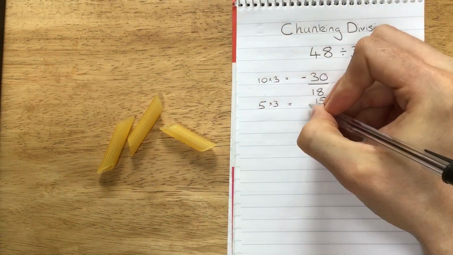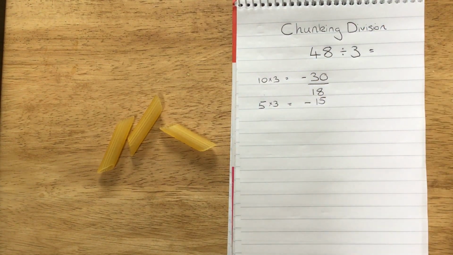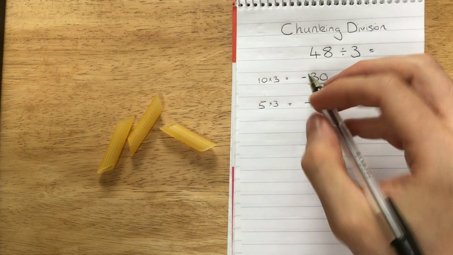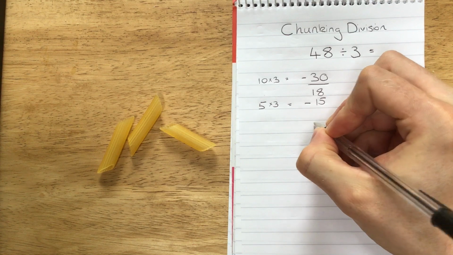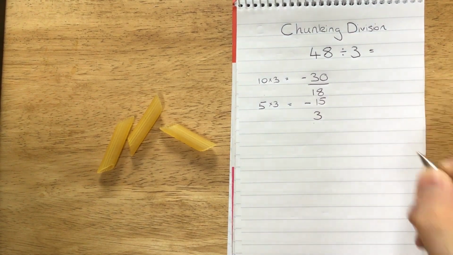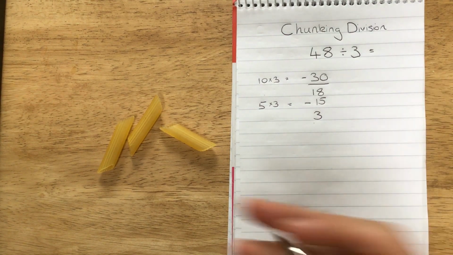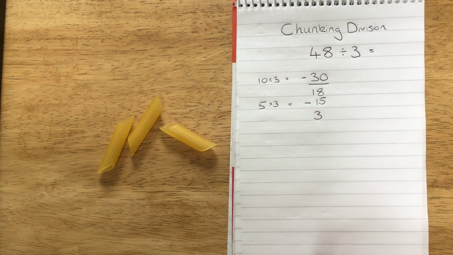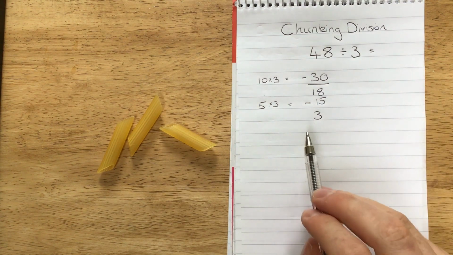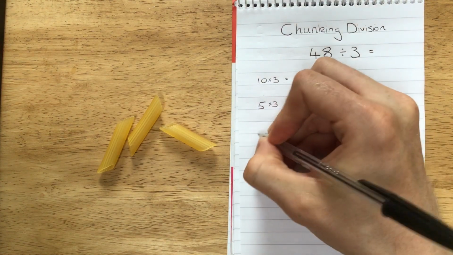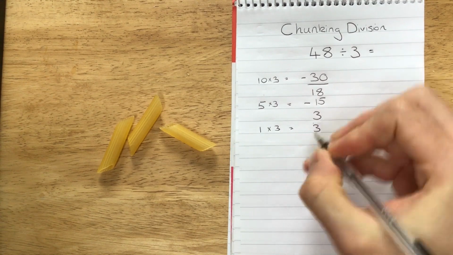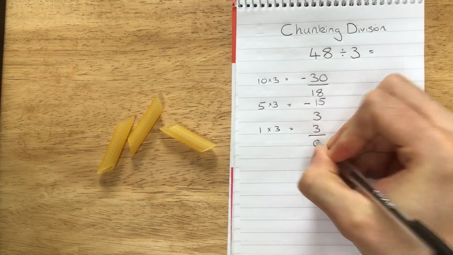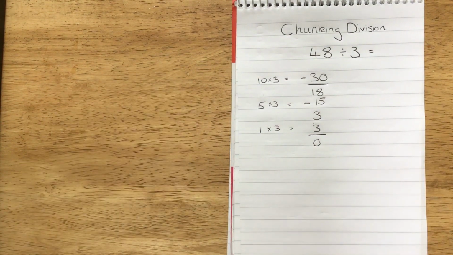Once again, I'm going to take these numbers away and find out how much I've got left. So 18 take away 15 gives us 3. So my last chunk I'm going to take out is 3. Because we're dividing by 3, that's a nice number to be left with, because I know that 1 times 3 equals 3. And that leaves me with no remainders. I've got no pasta left.